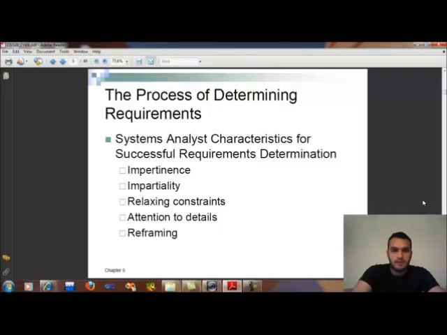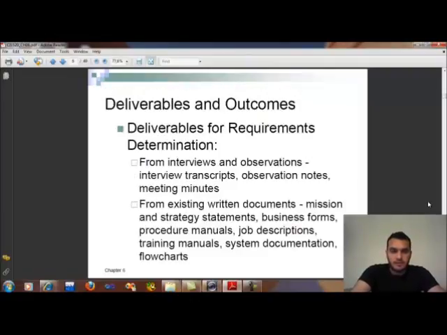And firstly, impertinence and impartiality. The others are relaxing constraints, attention to details, and reframing. Deliverables and outcomes: deliverables for requirements determination.